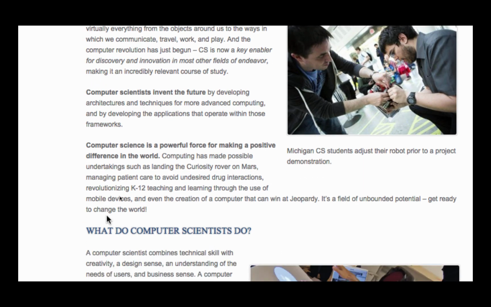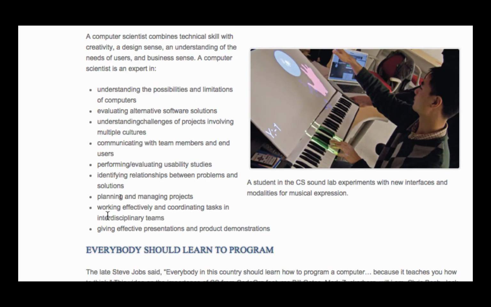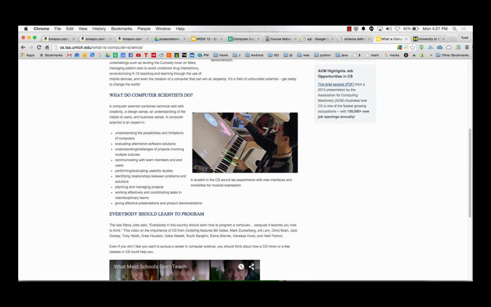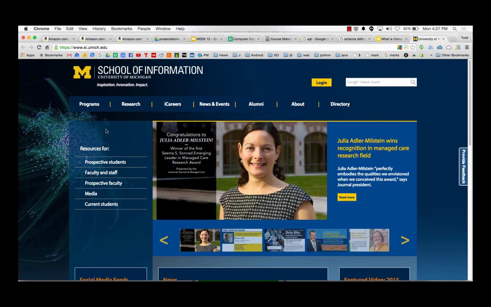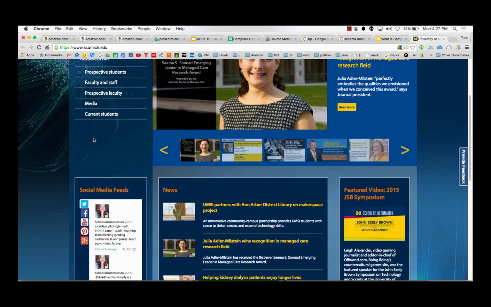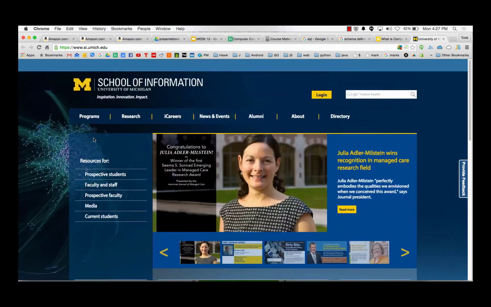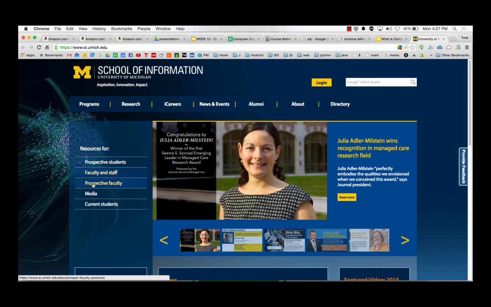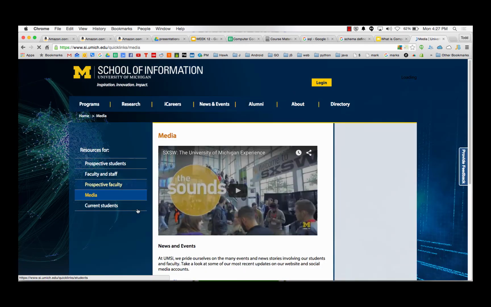Invent the future. Anyhow, you can check that out. And then University of Michigan Information Systems, I'm just looking for what is information systems to see if they say anything. Maybe media will tell us something.